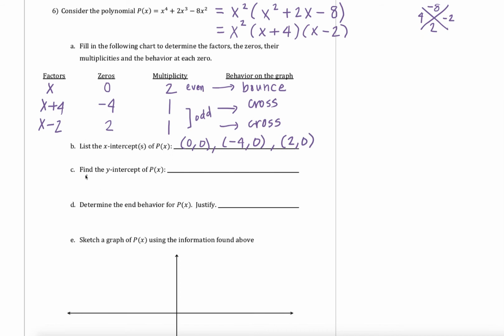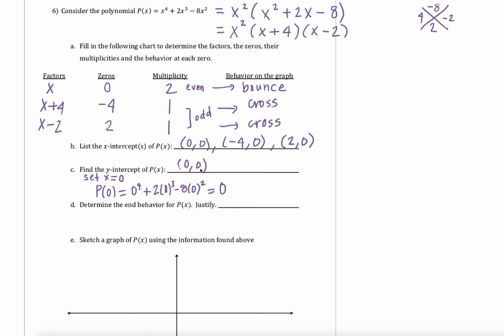For our y-intercept, remember to solve that we're going to set x equal to 0, and we can use either standard form or the factored form. So if I sub in 0 for x, I'm finding p of 0. If I use the original standard form that was given, I'm subbing a 0 in for all of those x's, so I get 0 to the 4th plus 2 times 0 cubed minus 8 times 0 squared, and all of that is just going to zero out and leave me with 0. So my y-intercept is going to be (0, 0).